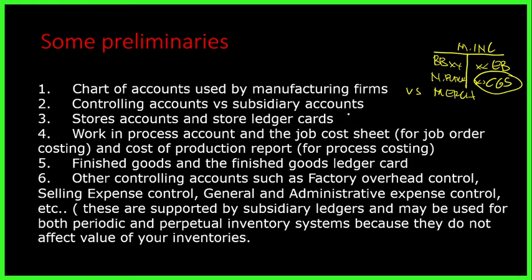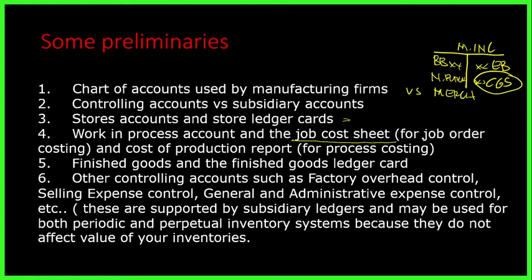Then you should also know what's the difference of a controlling account versus subsidiary account. So like for example, in materials, you have one controlling account for materials, and then there are other subsidiary accounts for your materials, even for labor and overhead. We should also know what are stores account and store ledger cards, especially for materials and overhead. Work in process account and the job cost sheet. Ayan, later I'm going to show you an example for the job cost sheet.